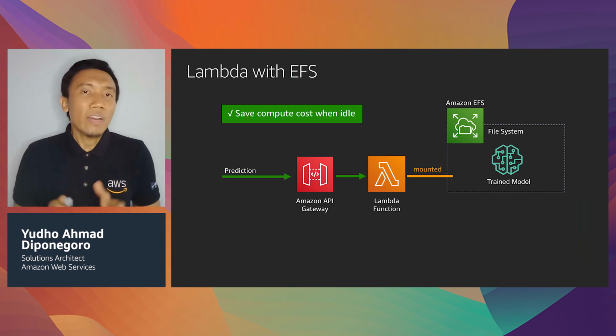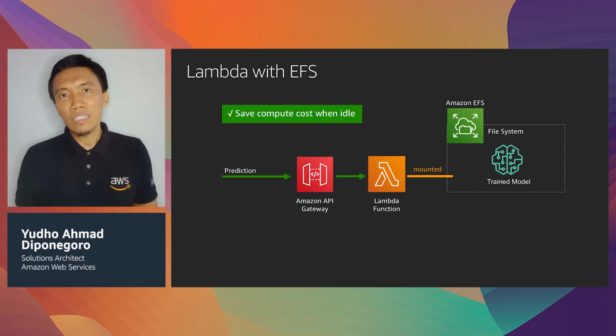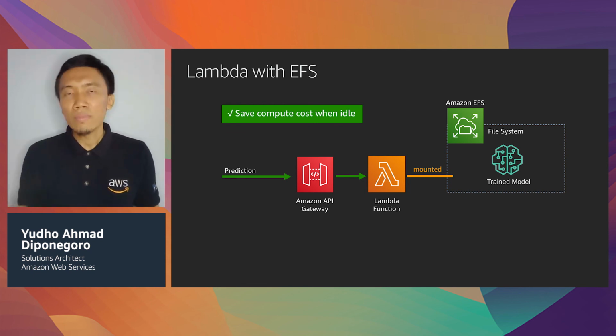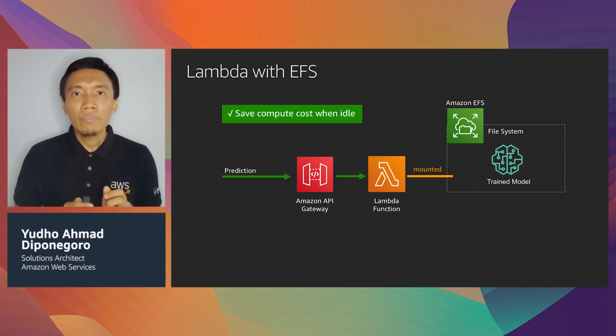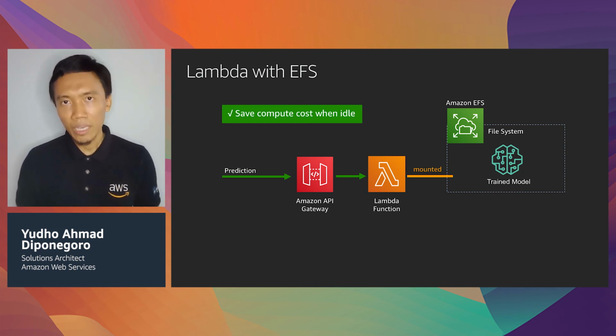Now, what if I don't need GPU for my inference? And what if the traffic is quite low or quite bursty? Most of the time there's no traffic and it's idle, but sometimes there is traffic. You can potentially benefit from adopting the serverless model with AWS Lambda and API Gateway.